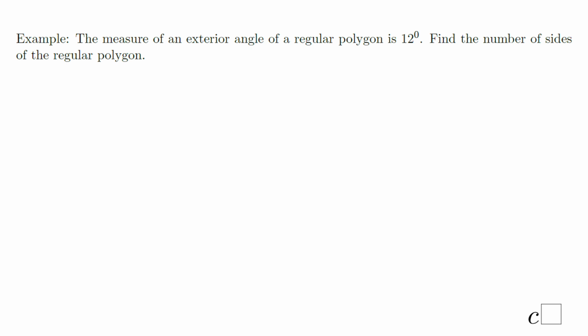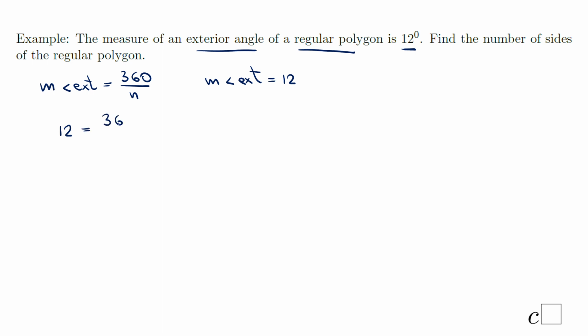Now let's take a look at this example. In this example, if you notice, what is given to us is the fact that we have a regular polygon and the exterior angle is 12. Can we find out how many sides we have? The answer is yes. We're going to use the same formula. The measure of an exterior angle is 360 divided by n. Now, if you notice, we know the exterior angle in this case is how much? 12 degrees. So that's the thing I'm going to replace here. 12 equals 360 over n.